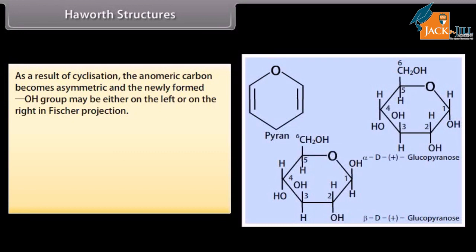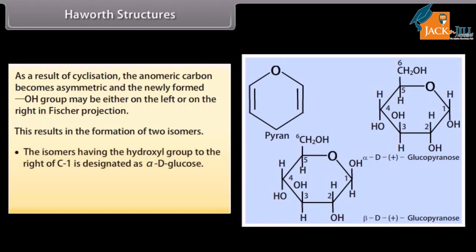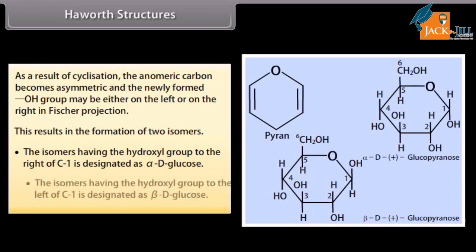Haworth structures. As a result of cyclization, the anomeric carbon becomes asymmetric and the newly formed OH group may be either on the left or on the right in Fischer projection. This results in the formation of 2 isomers. The isomer having the hydroxyl group to the right of C1 is designated as alpha-D-glucose. The isomer having the hydroxyl group to the left of C1 is designated as beta-D-glucose.